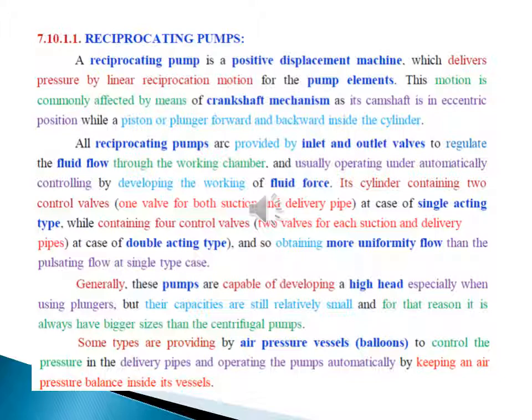All reciprocating pumps are provided with inlet and outlet valves to regulate the fluid flow through the working chamber, usually operating automatically under the action of the fluid force. Generally, these pumps are capable of developing a high head, especially when using plungers, but their capacities are still relatively small, and for that reason they always have bigger sizes than the centrifugal pump.